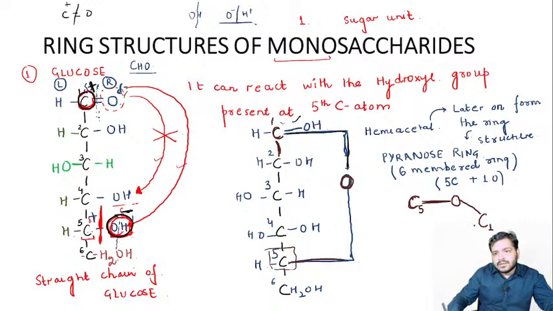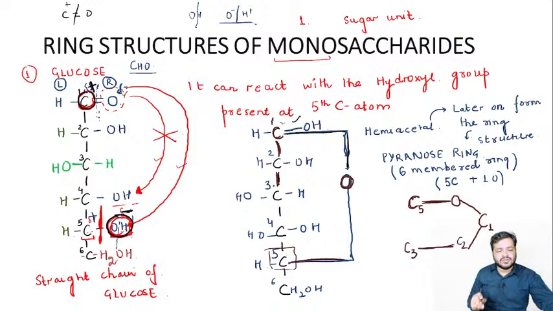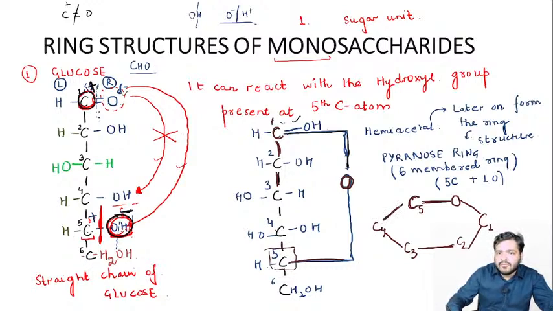So we have carbon 2, okay. Carbon 2 is attached to carbon 3. Then we have carbon number 4, okay. Now this carbon number 4 is attached to carbon number 5. This is how a ring structure is formed.